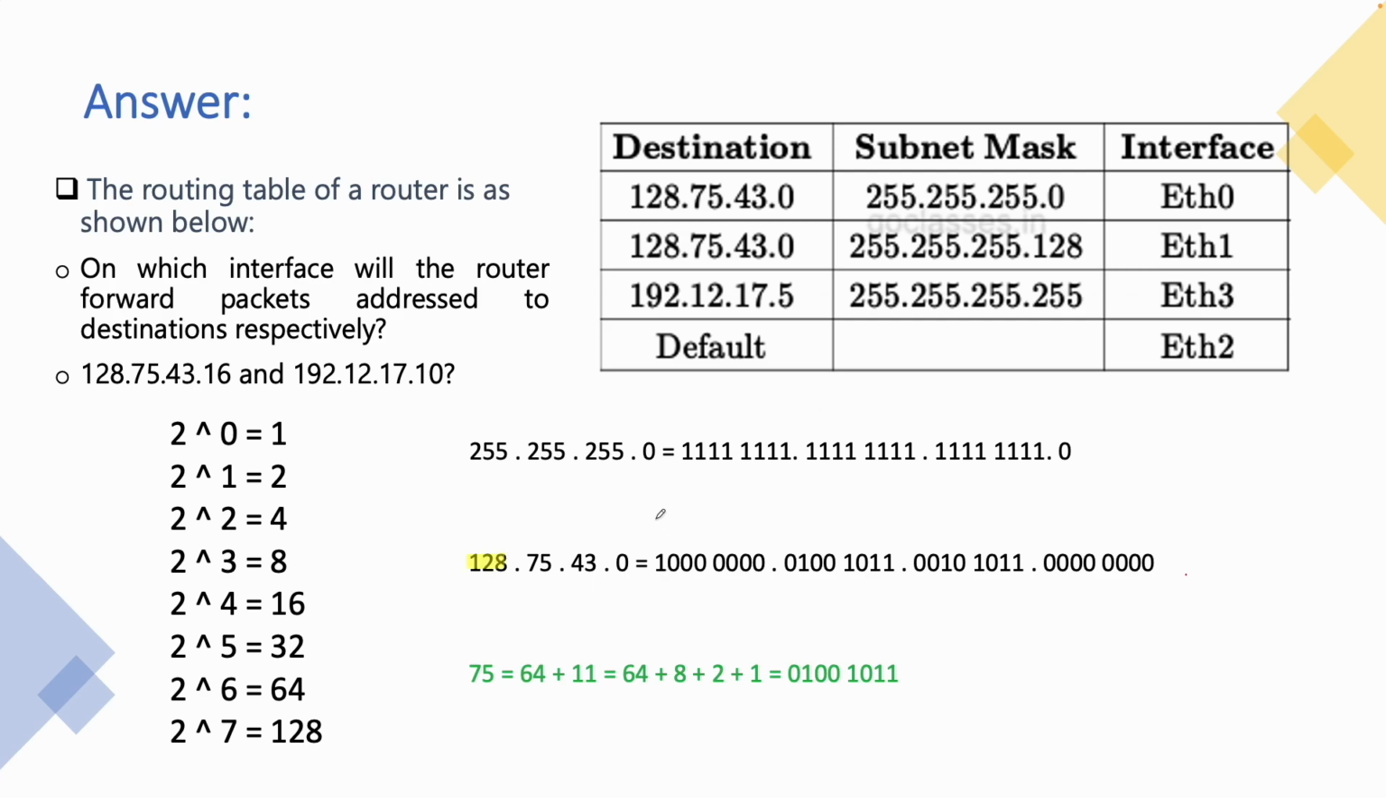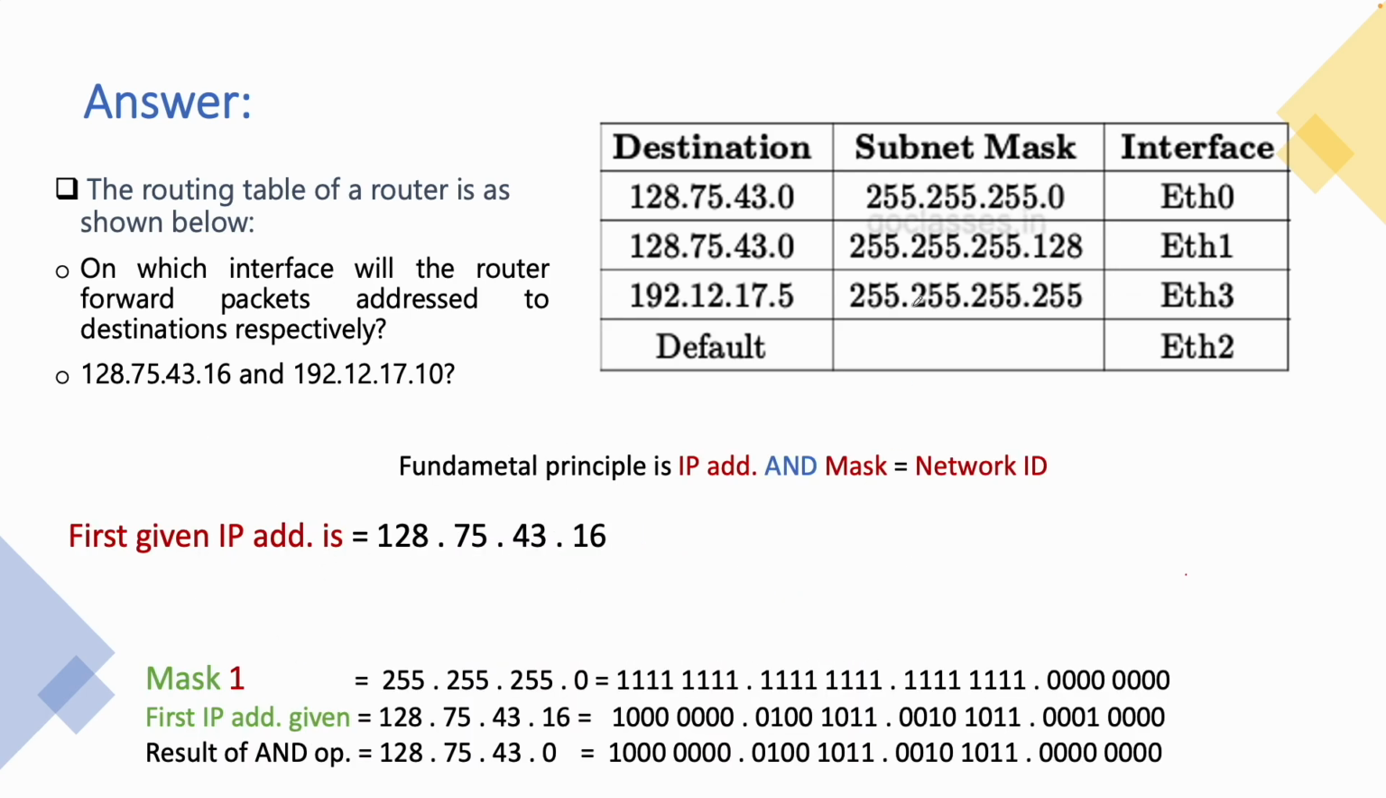128 is your MSB position. There is a 1 because this represents 2 to the power 7, which is 128. The remaining bits are 0 because you only have to check the 128. 75, when broken down, you have to reduce everything to powers of 2. 75 broken down is 64 plus 11, and 11 broken down into powers of 2 gives 8 plus 2 plus 1. Now try to match this into 8 bits.